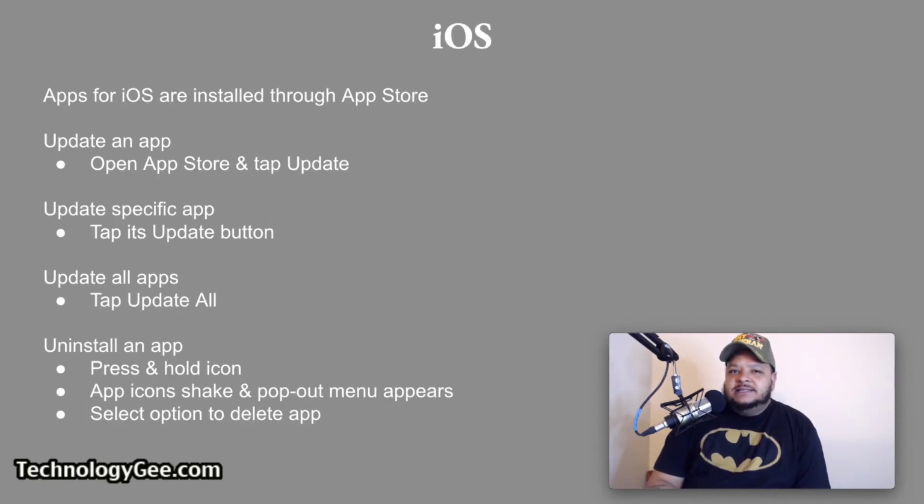Apps on iOS are installed through the App Store. To update an app, open the App Store and tap Update. To update a specific app, tap its Update button. To update all apps, tap Update All. To uninstall an app, press and hold the icon. The app icons on screen will begin to shake, and a pop-out menu will appear with an option to delete the app.